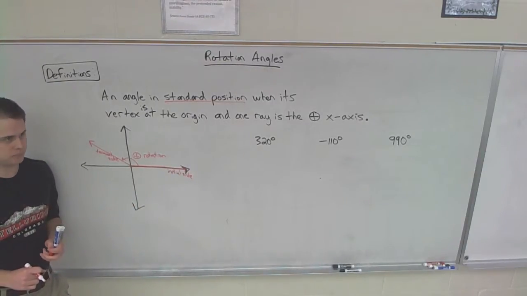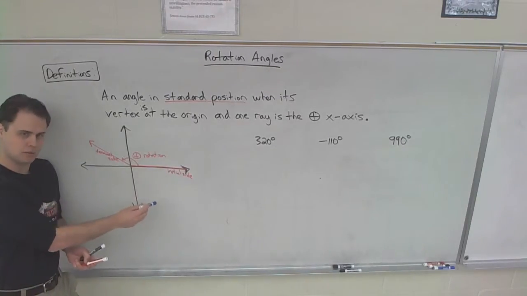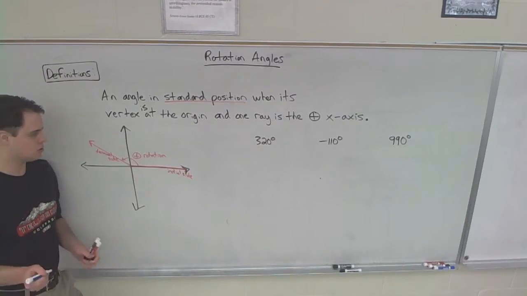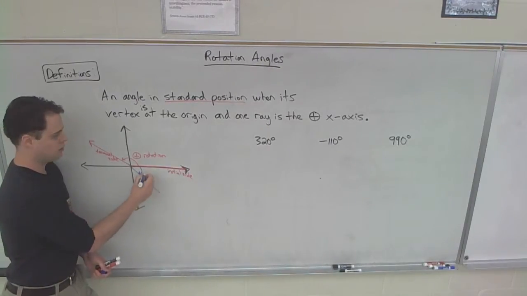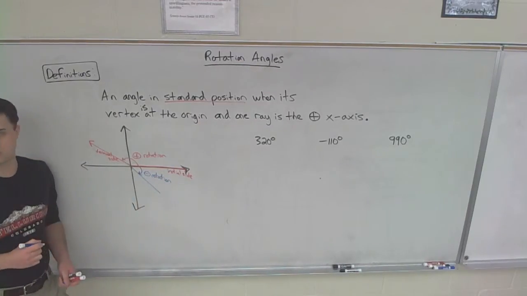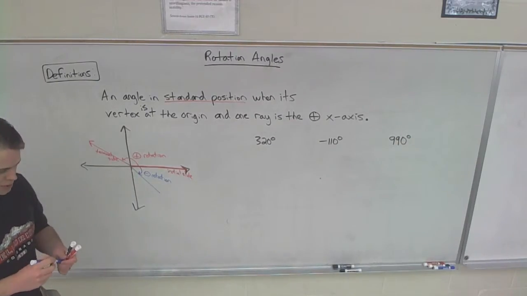If you decide to rotate the opposite way, clockwise from that beginning x-axis, you're going to get a negative angle. So if you went something like this, and you went that much to get to this terminal side, that would be negative rotation. So you'd have a negative number of degrees or radians. So can you have negative angles? Yes.